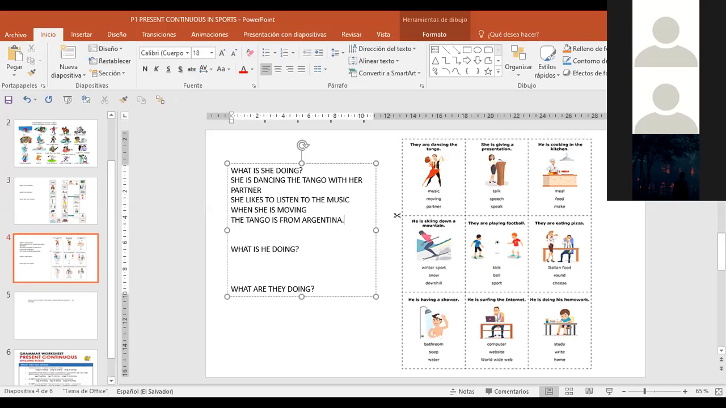Entonces, si se fija, yo ya hice ahí una pequeña historia, ¿verdad? Acerca de la primera picture, ¿verdad? Que dice, what is she doing? She's dancing the tango with her partner. Aquí tengo tres palabras aquí, ¿verdad? Partner, moving, music. Entonces, luego digo, she likes. Vean, aquí utilicé un presente, ¿verdad? Esto es parte del examen. Siempre que voy a hacer una oración en presente simple y estoy hablando de he, de she o de it, tengo que agregarle la S. She likes to listen to the music when she is moving. Aquí agrego el ing, estoy usando una WH. Y luego, the tango is from Argentina, ¿verdad? Esa es información adicional.